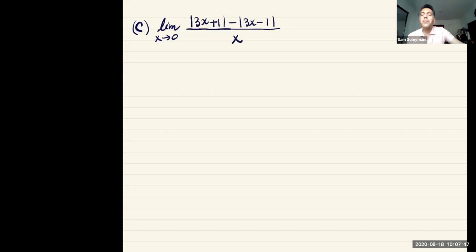Whenever you have absolute values, you need to acknowledge that an absolute value function is a piecewise function. It can be broken down into pieces. Okay? Again, keep in mind that this is a 0 over 0, and that is indeterminate.